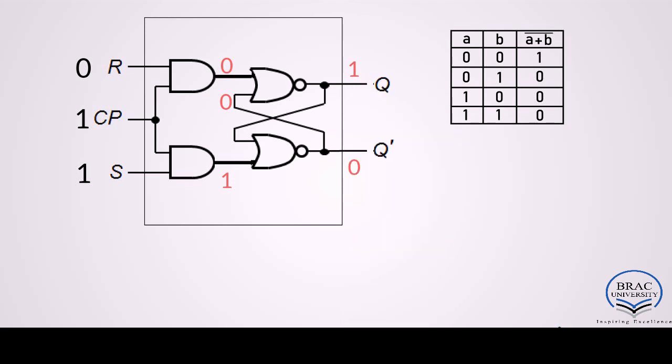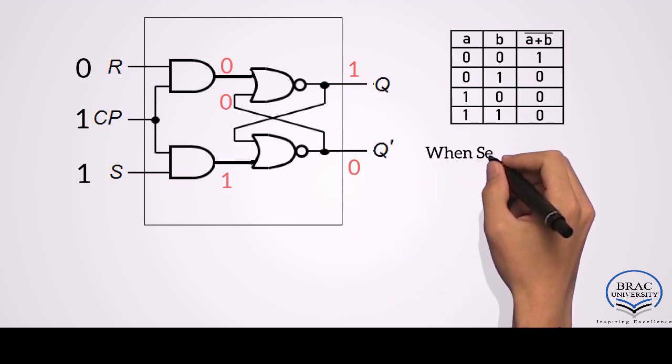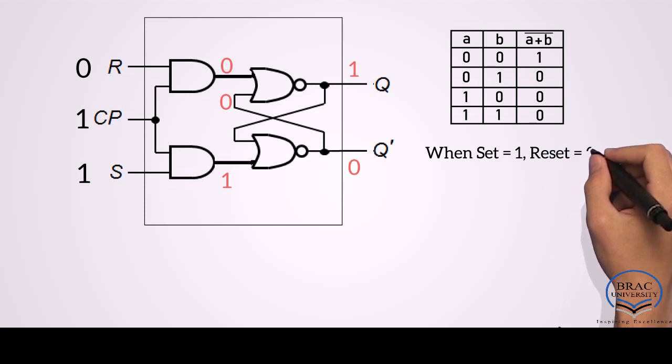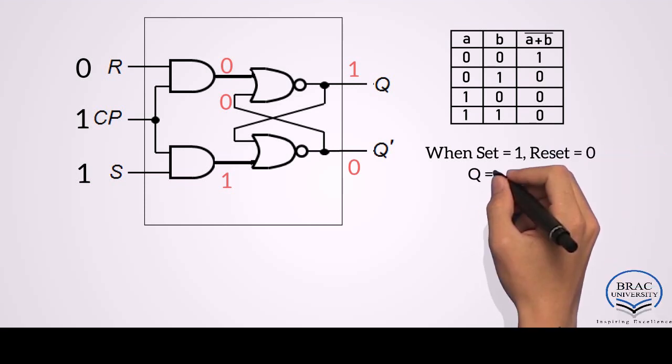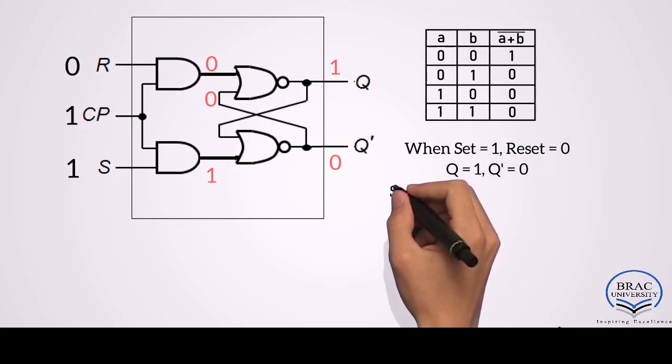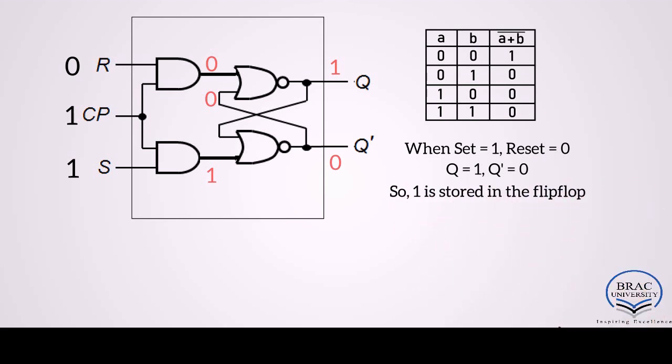So we can see here that when set equals to 1 and reset equals to 0, we get Q equals to 1 and Q prime equals to 0. This 1 will be stored inside the flip-flop. Now if both set and reset becomes 0, it will work as a no change operation. This means that the previous value that is stored inside the flip-flop will not change. So Q will remain as 1 and Q prime will remain as 0.